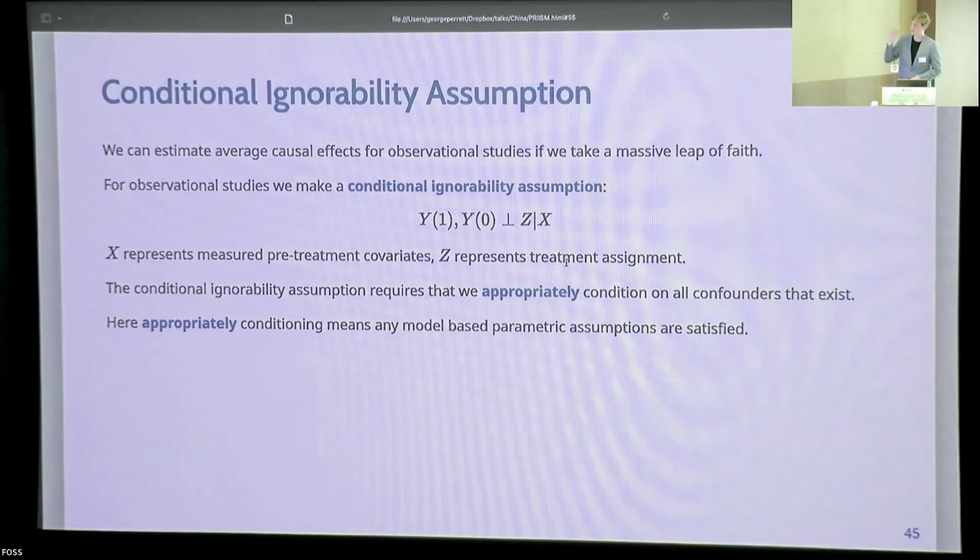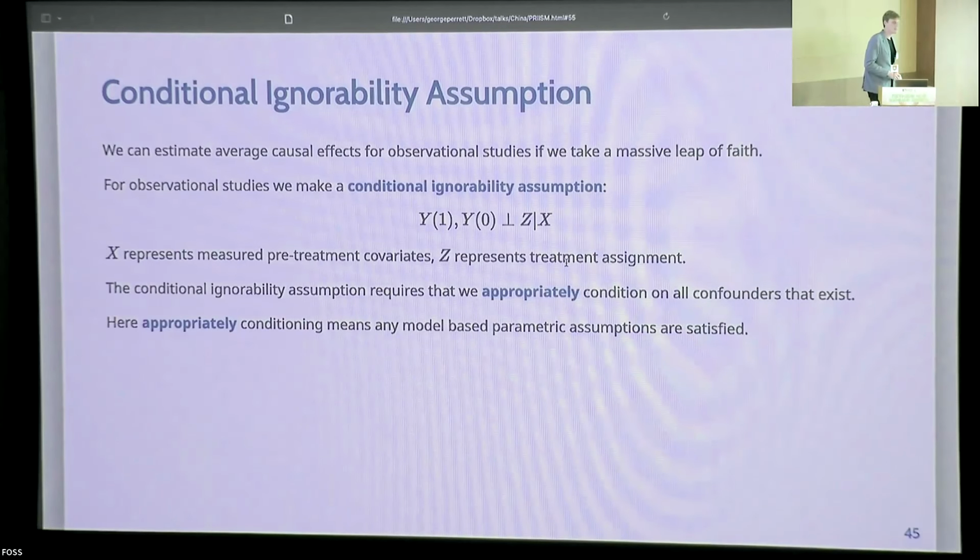For randomized studies, we had this ignorability assumption where Y1 and Y0 are independent of Z. For observational studies, this becomes considerably stronger, and we call it the conditional ignorability assumption. What this means is that Y1 and Y0 are independent of Z given X.